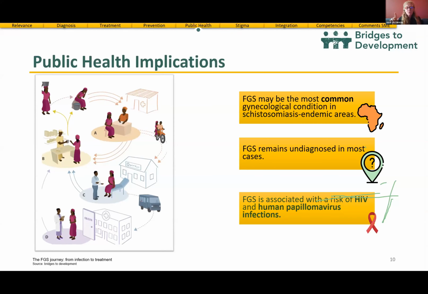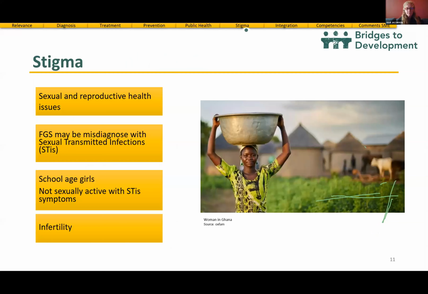And then this can happen even going from the health post, going to a district level, all the way up to the tertiary care level. And unless people are aware of what the lesions of FGS look like, this misdiagnosis cycle can happen throughout the health system. And this is the problem that we're trying to solve by improving clinicians' awareness and health practitioners' awareness of FGS throughout the entire health system, because this cycle of misdiagnosis can be stopped at any one of these levels and proper treatment given with praziquantel.